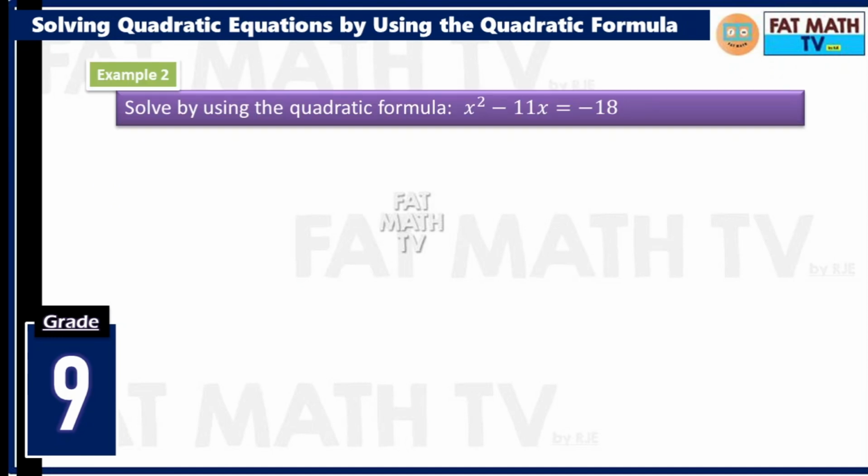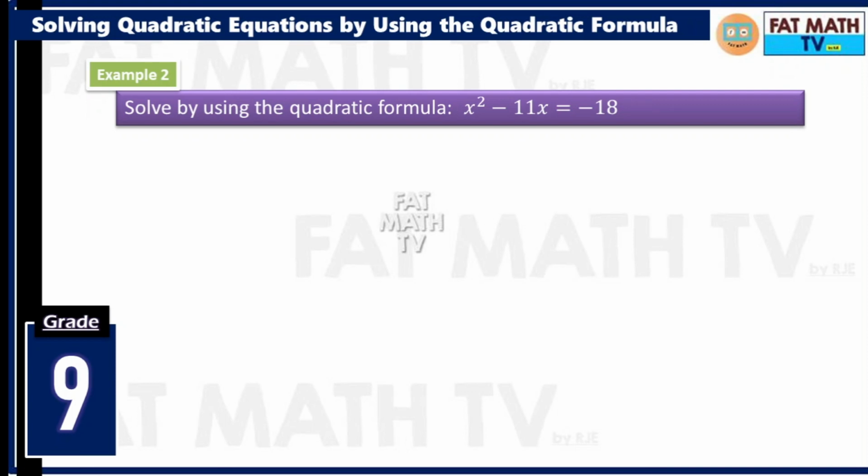Example number 2. Solve by using the quadratic formula x squared minus 11x equals negative 18. As you can see here, the given equation is not in standard form. The standard form has to be ax squared plus bx plus c equals 0. That means to say all the terms are on the left side while 0 is left on the right.